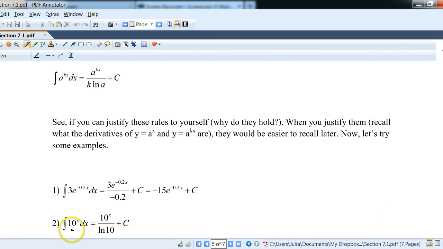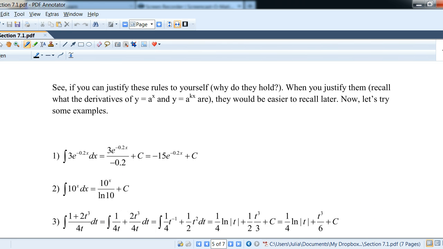If you're trying to integrate 10 to the x, for example, then you keep 10 to the x itself. Then again, instead of multiplying by ln of 10 like we would with the derivative, you divide by ln of 10. Do not confuse ln of 10 with ln of e. That's actually not 1, it's some constant. But you can keep it that way.